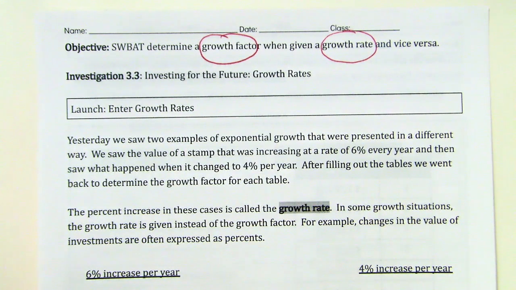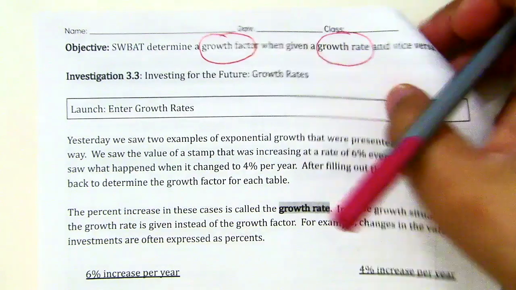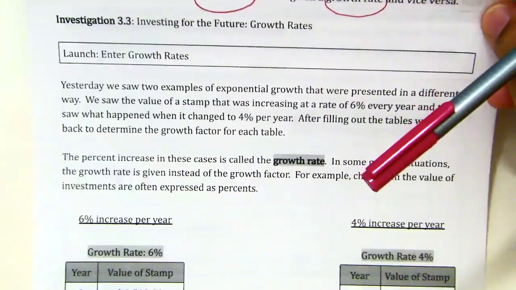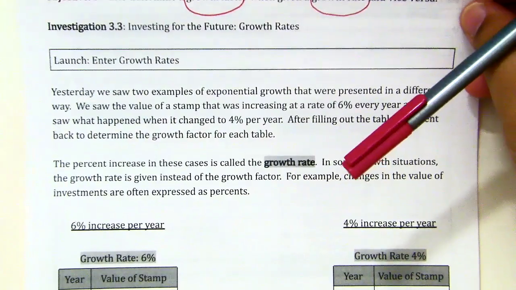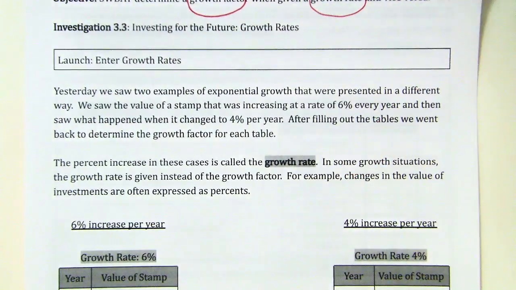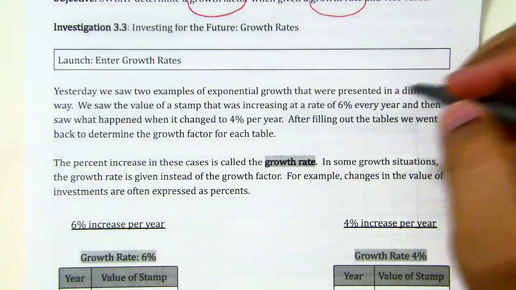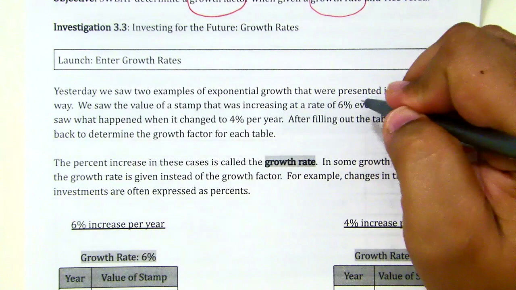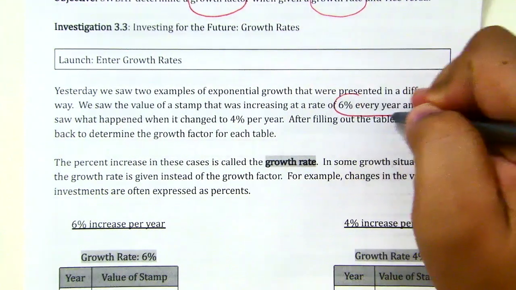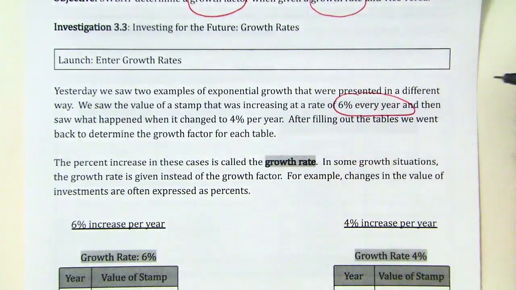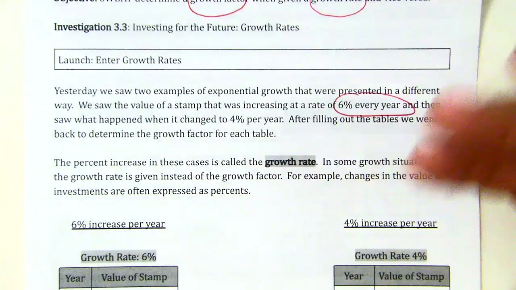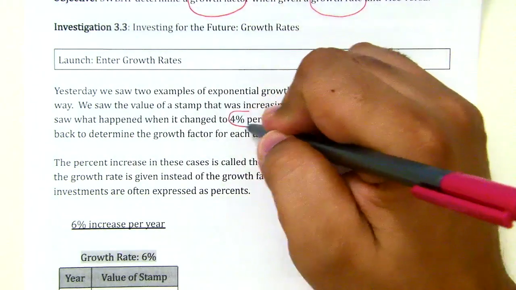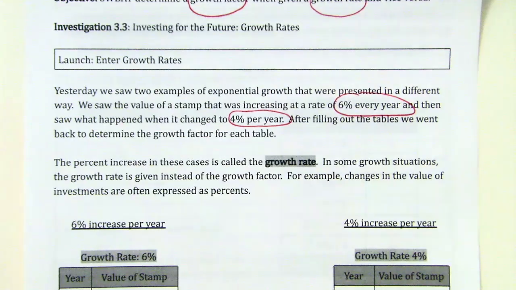So yesterday we saw two different examples of the price of a stamp that was increasing over time, right? But instead of giving a growth factor, it told us that the stamp was increasing at a certain percentage every year. First we said that the stamp was increasing at a rate of 6% every year. And then later on, you did a second example, just to practice, where we said it was increasing at a rate of 4% every year.